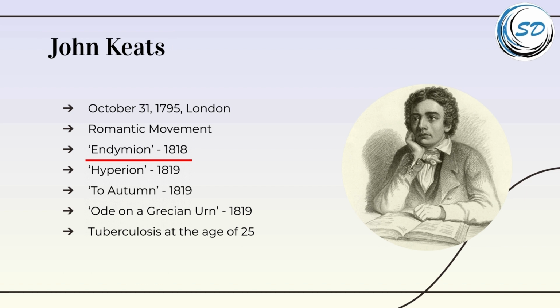Endymion, written in 1818, is an early epic poem that showcases Keats' lyrical style and explores themes of love and beauty. Hyperion, written in 1819, is a fragmentary epic poem inspired by Greek mythology, reflecting his fascination with ancient legends. To Autumn, written in 1819, is a lyrical ode that celebrates the beauty and richness of the autumn season.